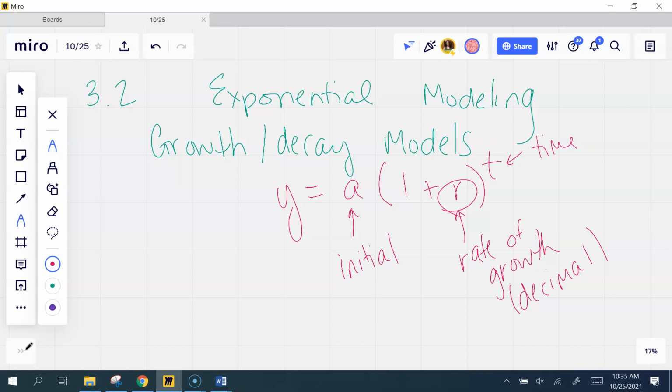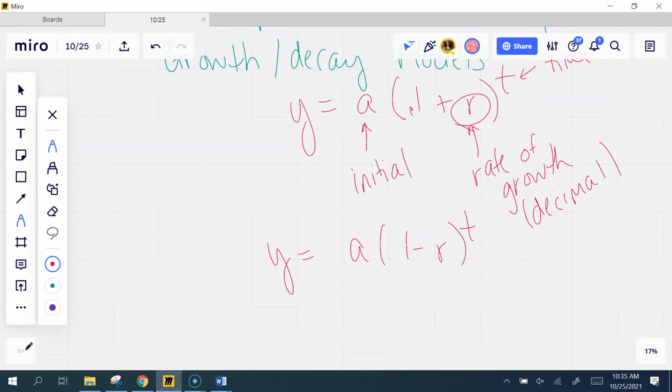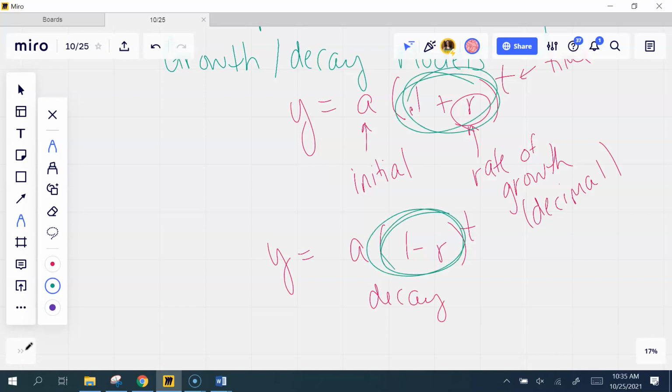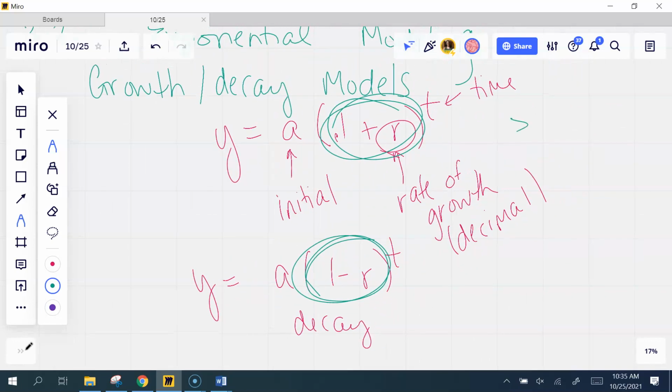Other questions about that right now? How does that differ from, well, this is actually growth because it's bigger than one. We could have one minus r to the t, and that's what? Decay, because it is less than one. So that's my key here. When my factor here is bigger than one, it is growth, and when it's less than one, it is decay.